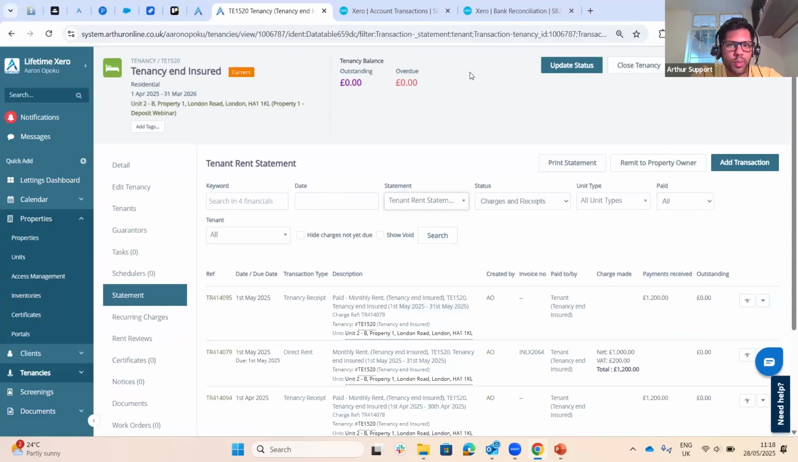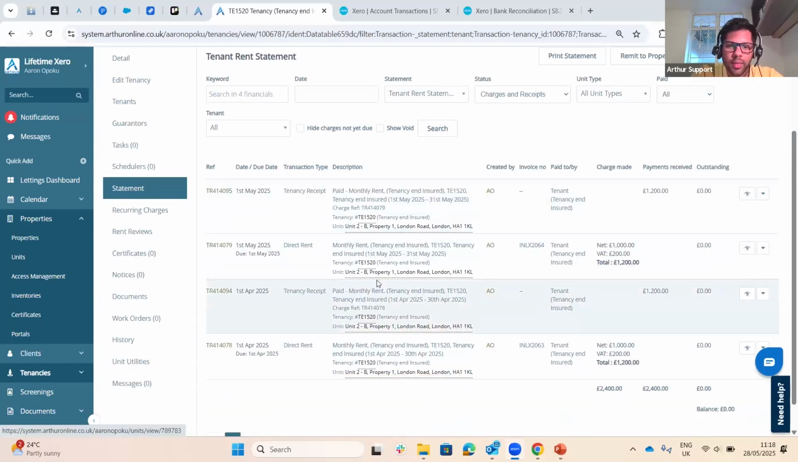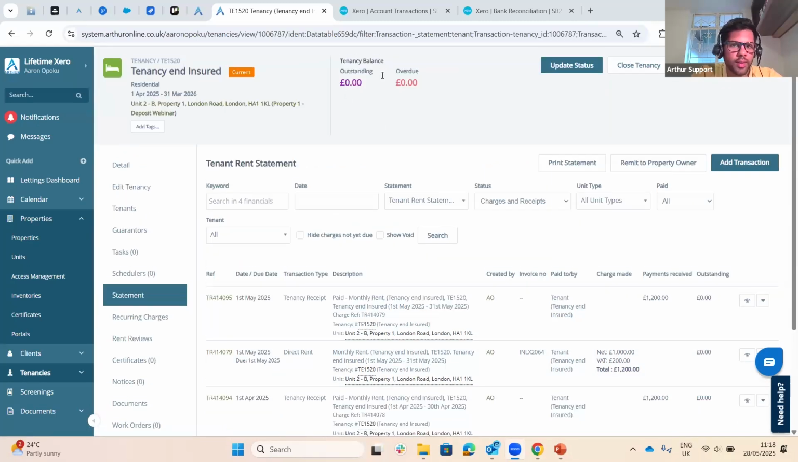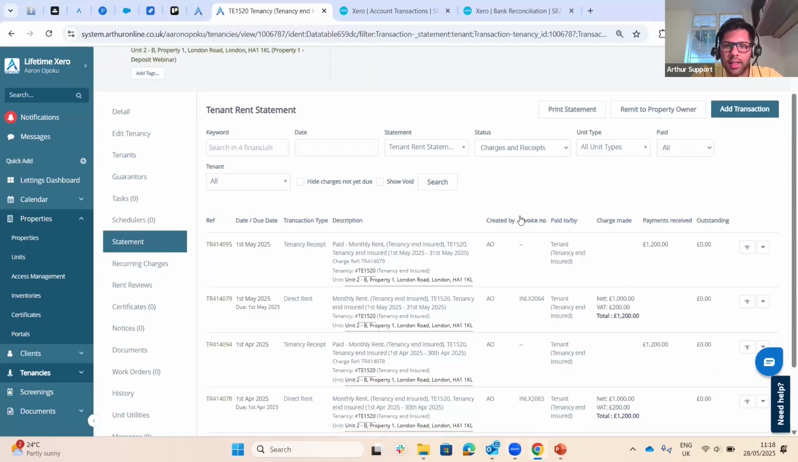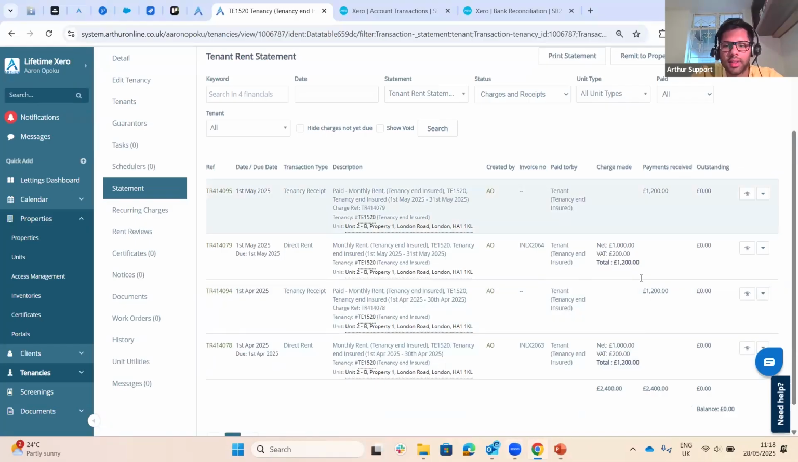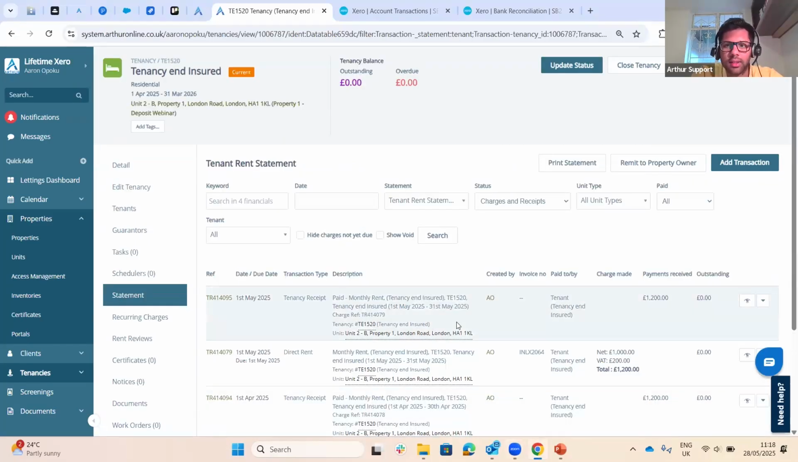So the closing of the tenancy process is carried out in Arthur itself from the closed tenancy screen here. Before closing down the tenancy, I would first advise you to look through your tenant rent statement, make sure all rent charges are paid off and you have the correct outstanding amount in here. Any charges that you may still have outstanding at the end of the tenancy will automatically reflect in the closed tenancy screen.